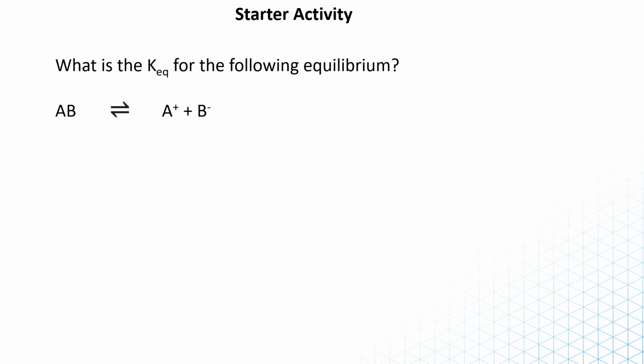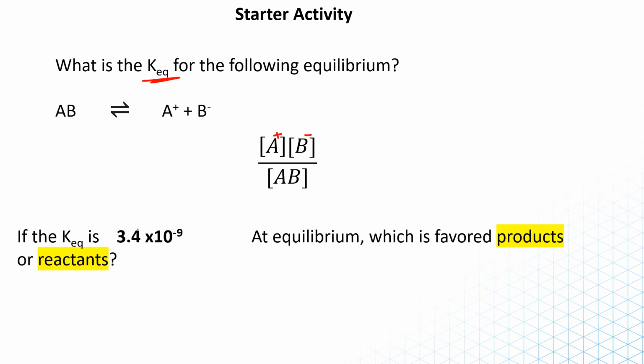So just trying to refresh your memory about equilibrium. If we have something like this, AB dissociates into A plus and B minus, what will be the K equilibrium for it? So remember, this is going to be the concentration of the products over the concentration of the reactants. So concentration of A plus times B minus over AB. And if the K equilibrium is 3.4 times 10 to the power minus 9 at equilibrium, which is favored?